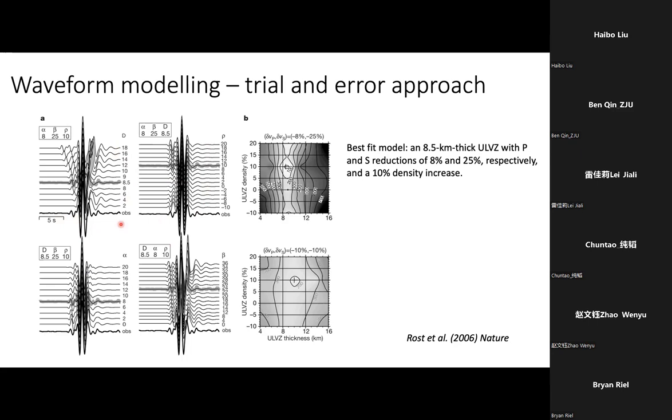By varying these parameters and doing the search, they try to see which model, or parameter combination, can best fit the observed waveforms. These two subplots essentially show the search result. I believe the light color means the better fit. So essentially you are trying to see which model parameters give you the best fit. Based on their result, this suggests a 8.5 kilometer thick ULVZ with P and S velocity reductions of 8% and 25% respectively, and a density increase of 10%, which leads to the best fit between the observed and synthetic waveforms. So this is the conventional trial and error approach to waveform modeling.